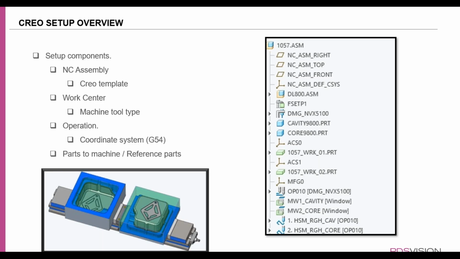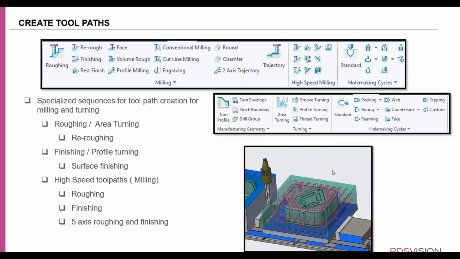So for today, we're going to keep it very simple. We're just going to have one machine, and we're going to do some basic 3-axis toolpaths just to get you guys used to the parameters and what they can do. So once your setup is done, you've created your operation, your machine is there, you've set the coordinate system it should use, then you can start creating your toolpaths.